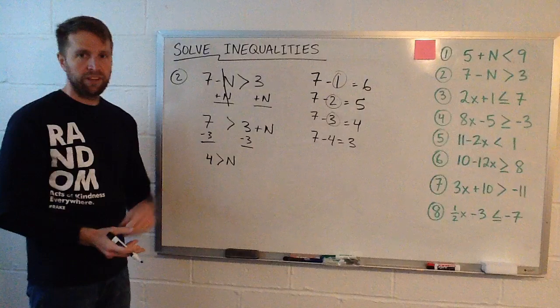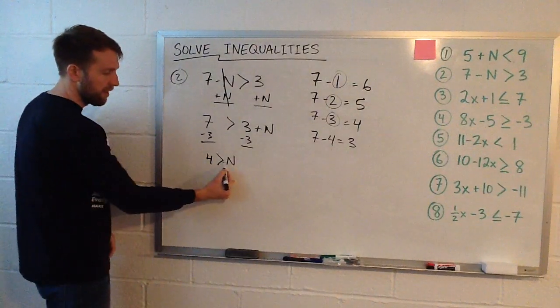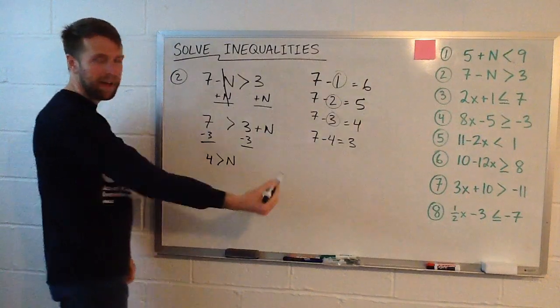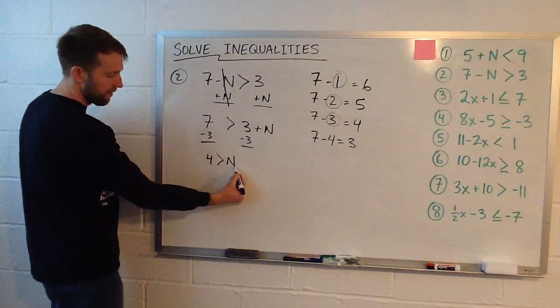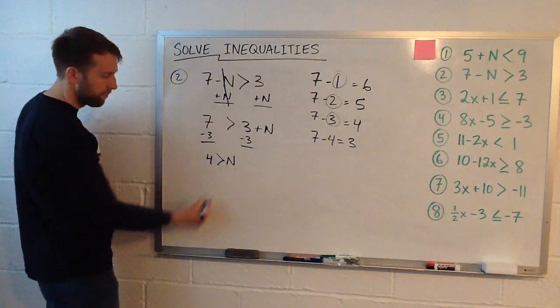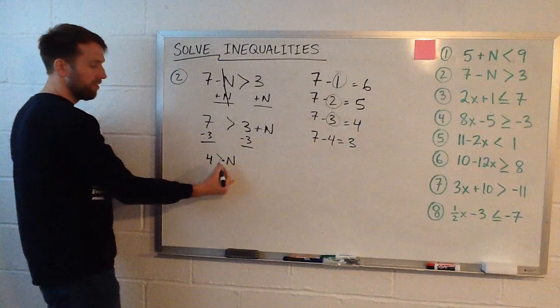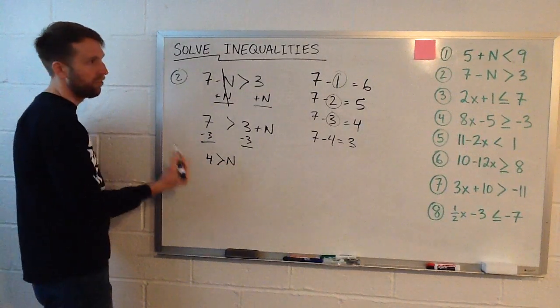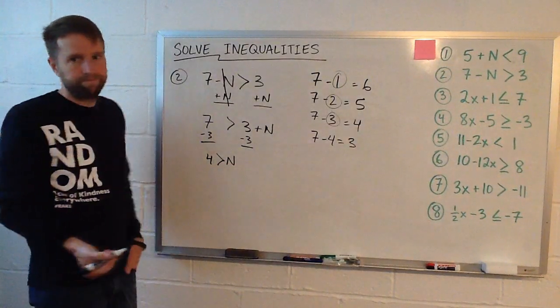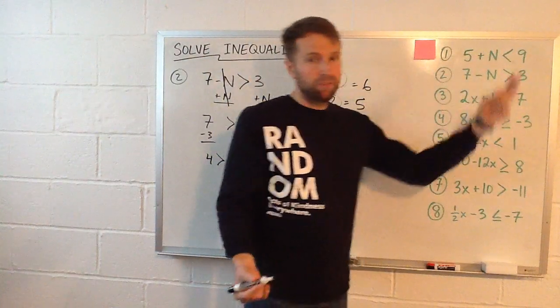4 is greater than your number. So you need to think of a number that is less than 4. Read it backwards: n is less than 4. You see how you can see the small part of the inequality? So if 4 is greater than your number, then your number is less than 4. Can you think of a number that's less than 4? Sure, 2. 7 minus 2? Yep, that is greater than 3.